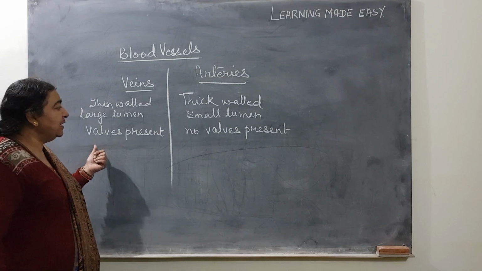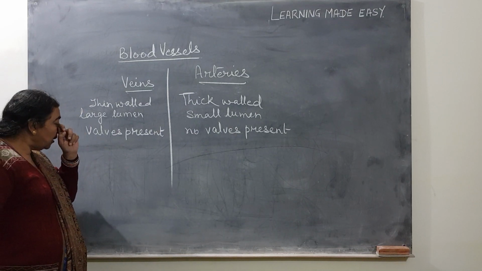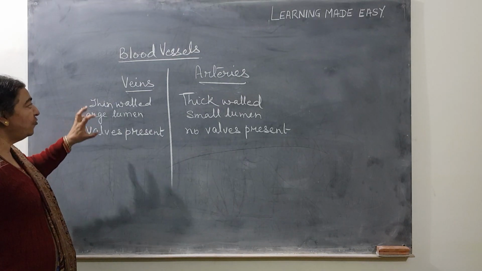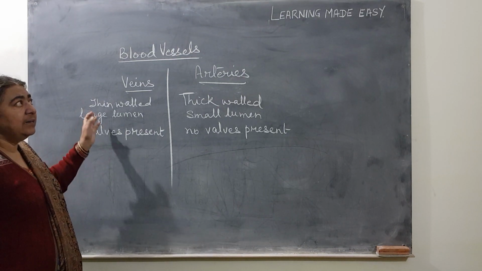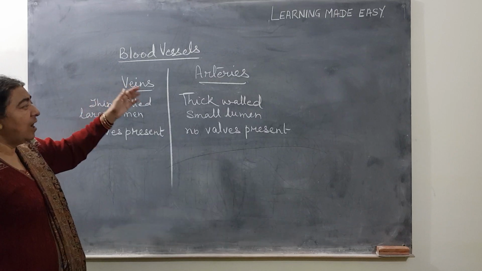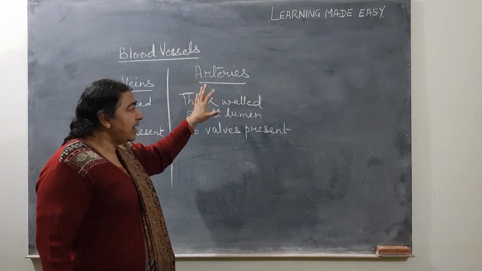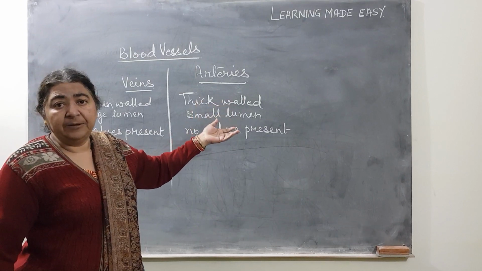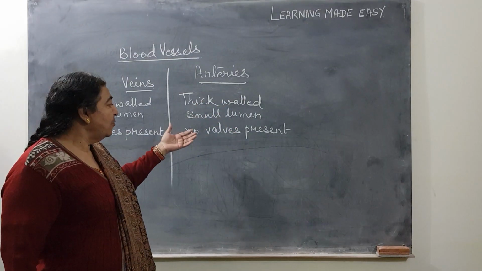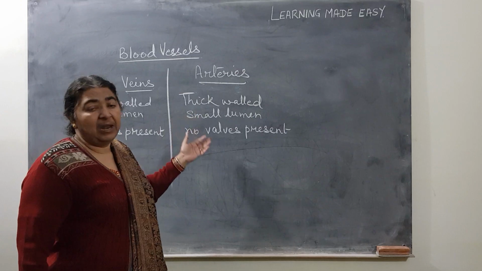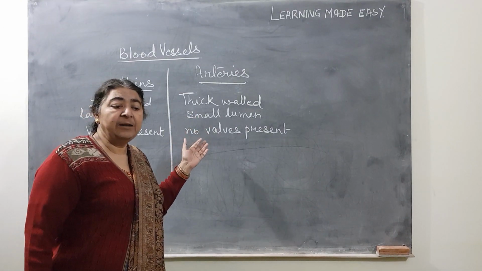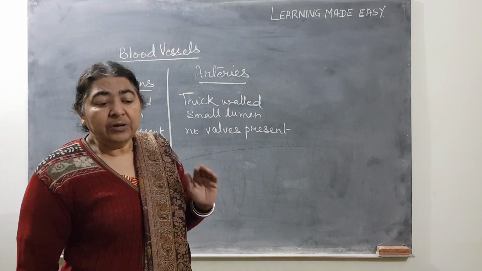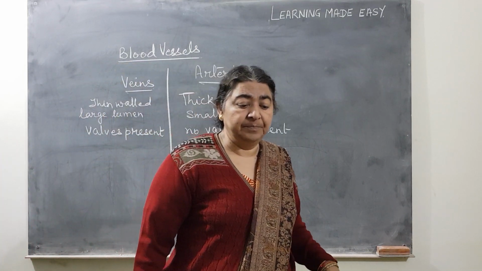Now when we come to veins, veins normally carry deoxygenated blood which is collected from all over the body and is sent to the heart, while arteries are carrying oxygenated blood to various parts of the body and supplying them with oxygenated blood, which can help them in formation of new ATP molecules.